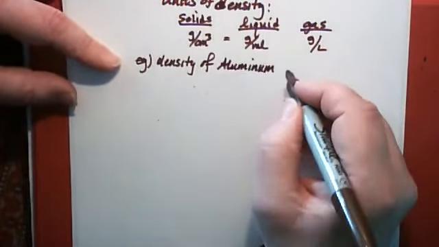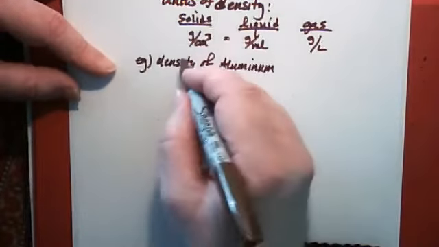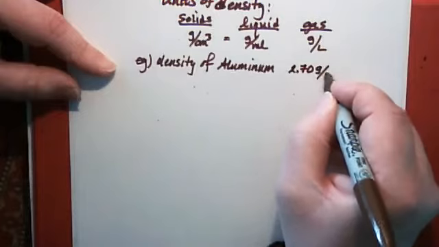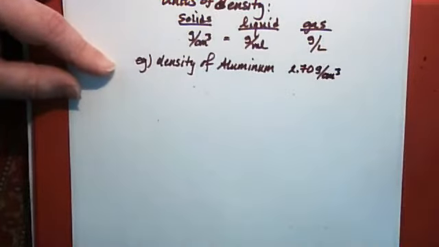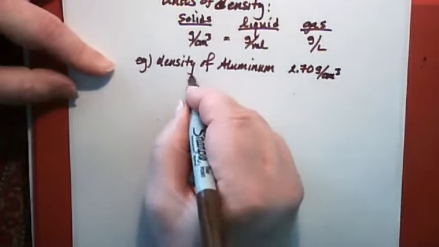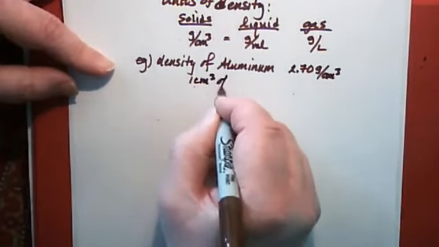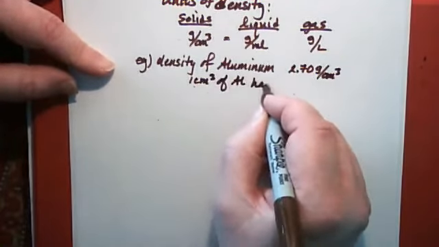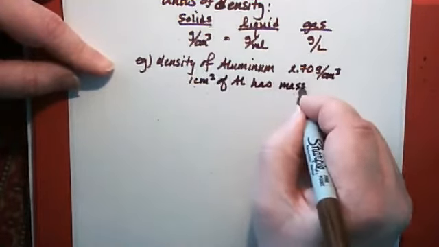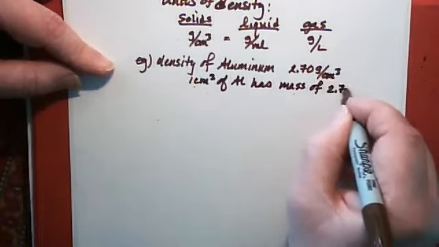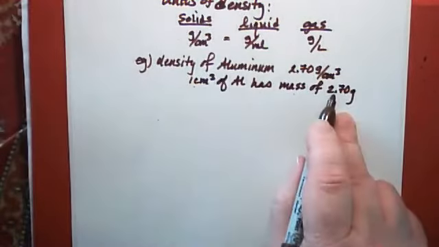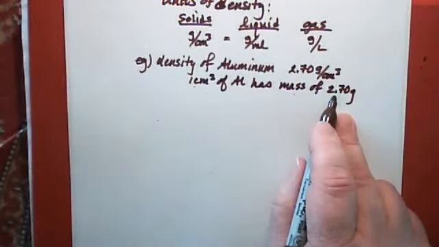If you look up densities of various substances, you'll find that, for instance, the density of aluminum is 2.70 grams per cubic centimeter. That means that each cubic centimeter of aluminum has a mass of 2.70 grams. If you have 2 cubic centimeters of aluminum, then the mass would be twice that, and so on.